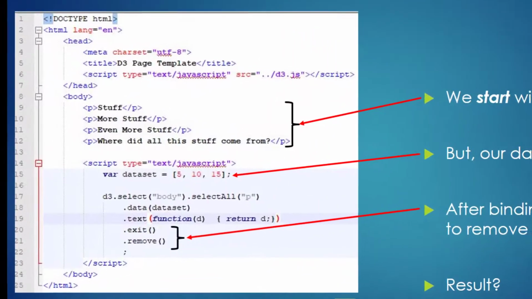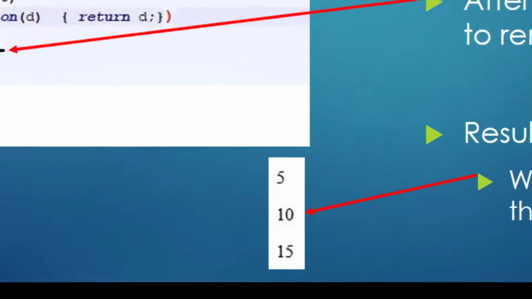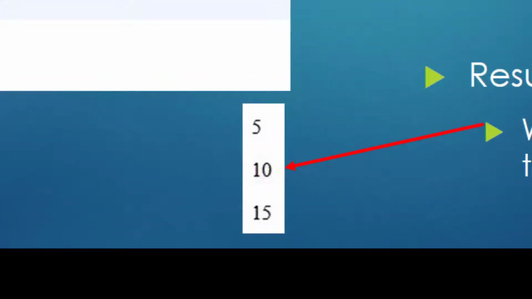Just to show that it works the other way around, in this case, we started by creating 4 paragraphs, although we only have 3 values in our data set. By using the exit and remove syntax in our JavaScript, the extraneous where did all this stuff come from paragraph is eliminated from the output.